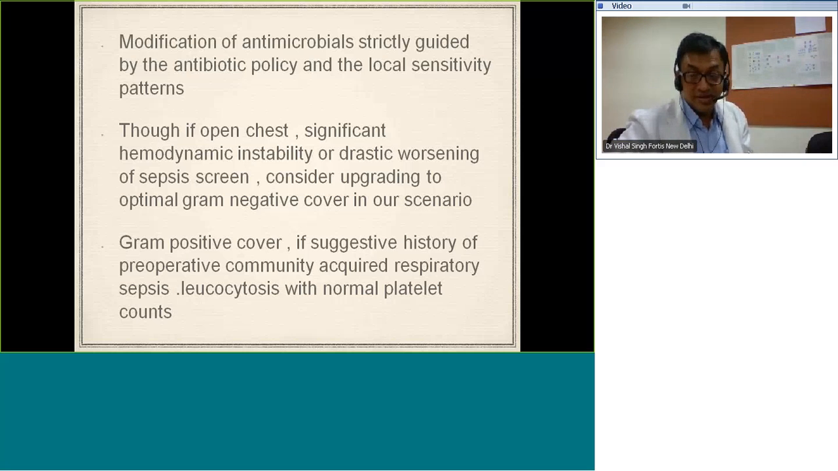So this situation arises, and you have to take a balanced decision. And in those scenarios, you may have to give gram-positive cover. So choose your antibiotics properly. I won't give a plan. It all depends on every unit's policy, but you should monitor what you are giving and why you are giving.